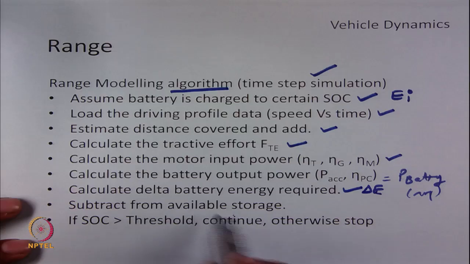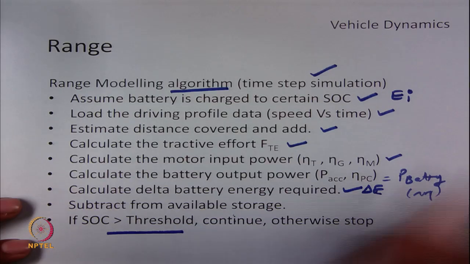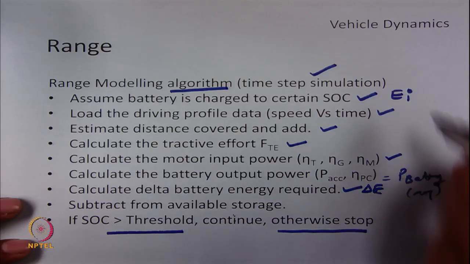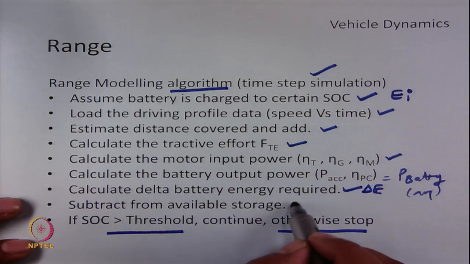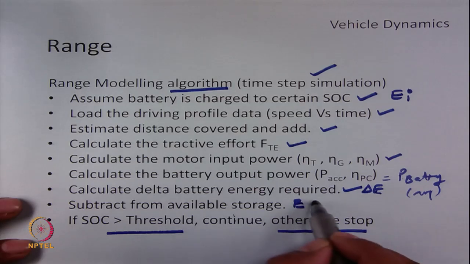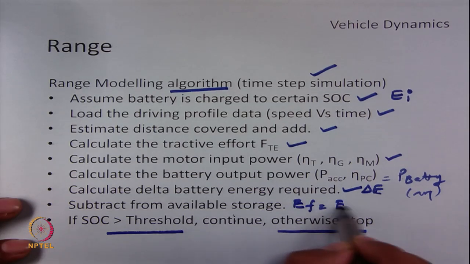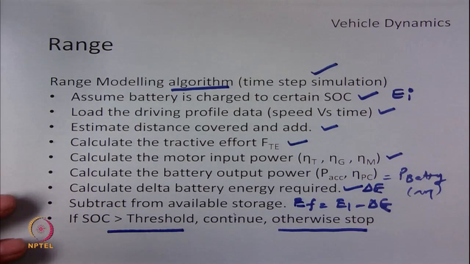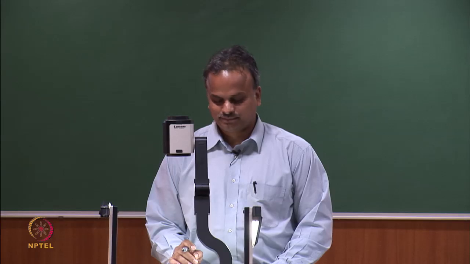So, we subtract from the available storage, and if SOC is greater than the threshold, we can redo the calculations, and we have to stop where E final, which is E initial minus delta E, becomes negative. So, there we have to stop the simulation.